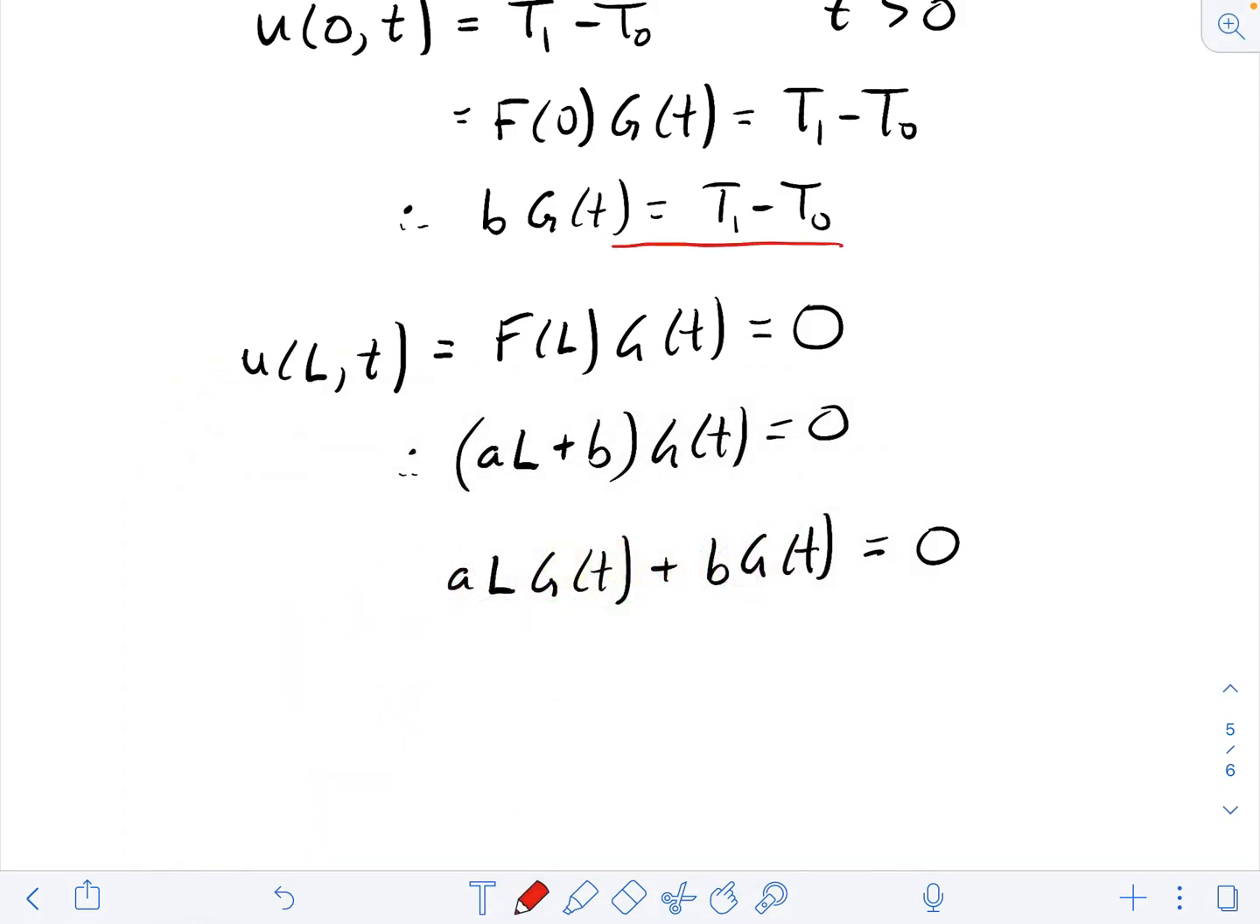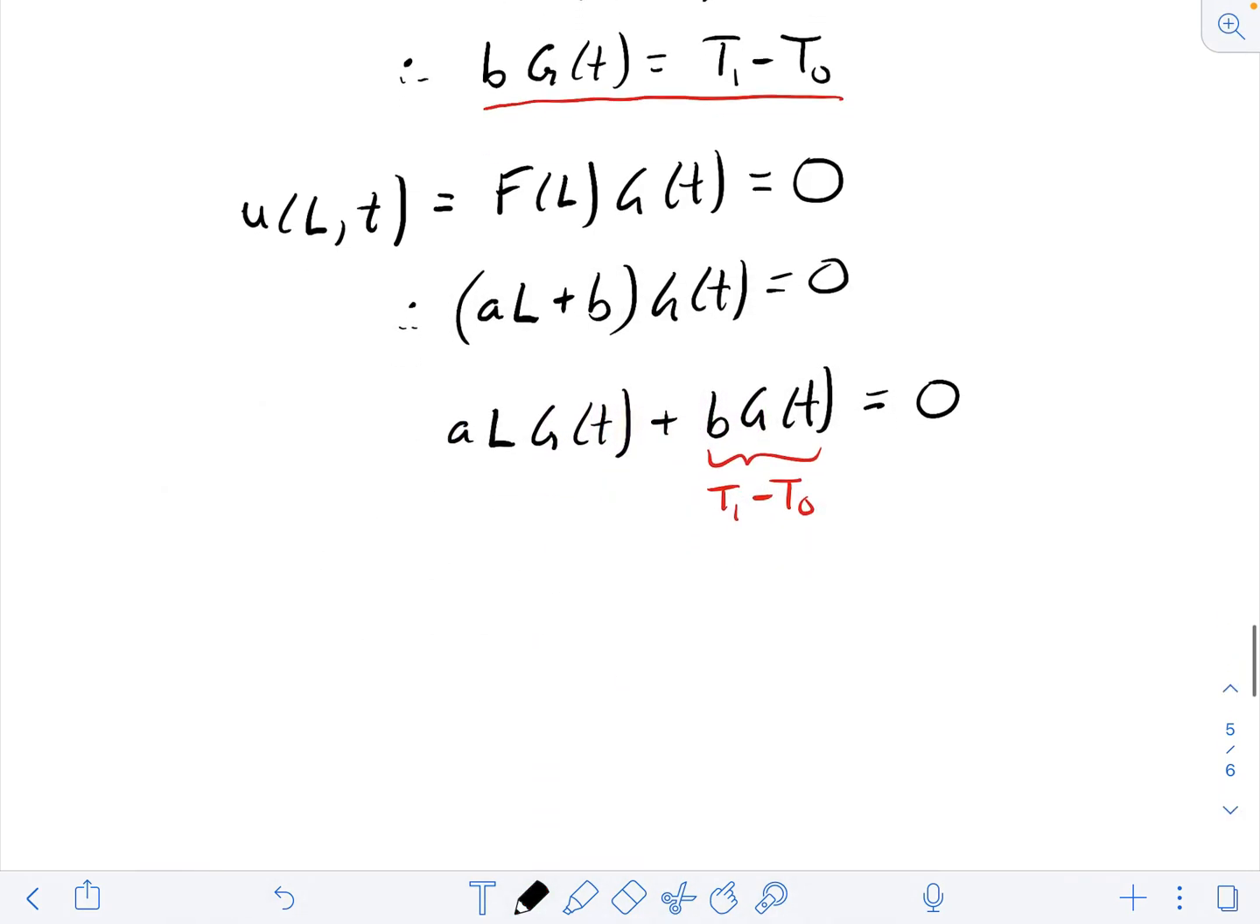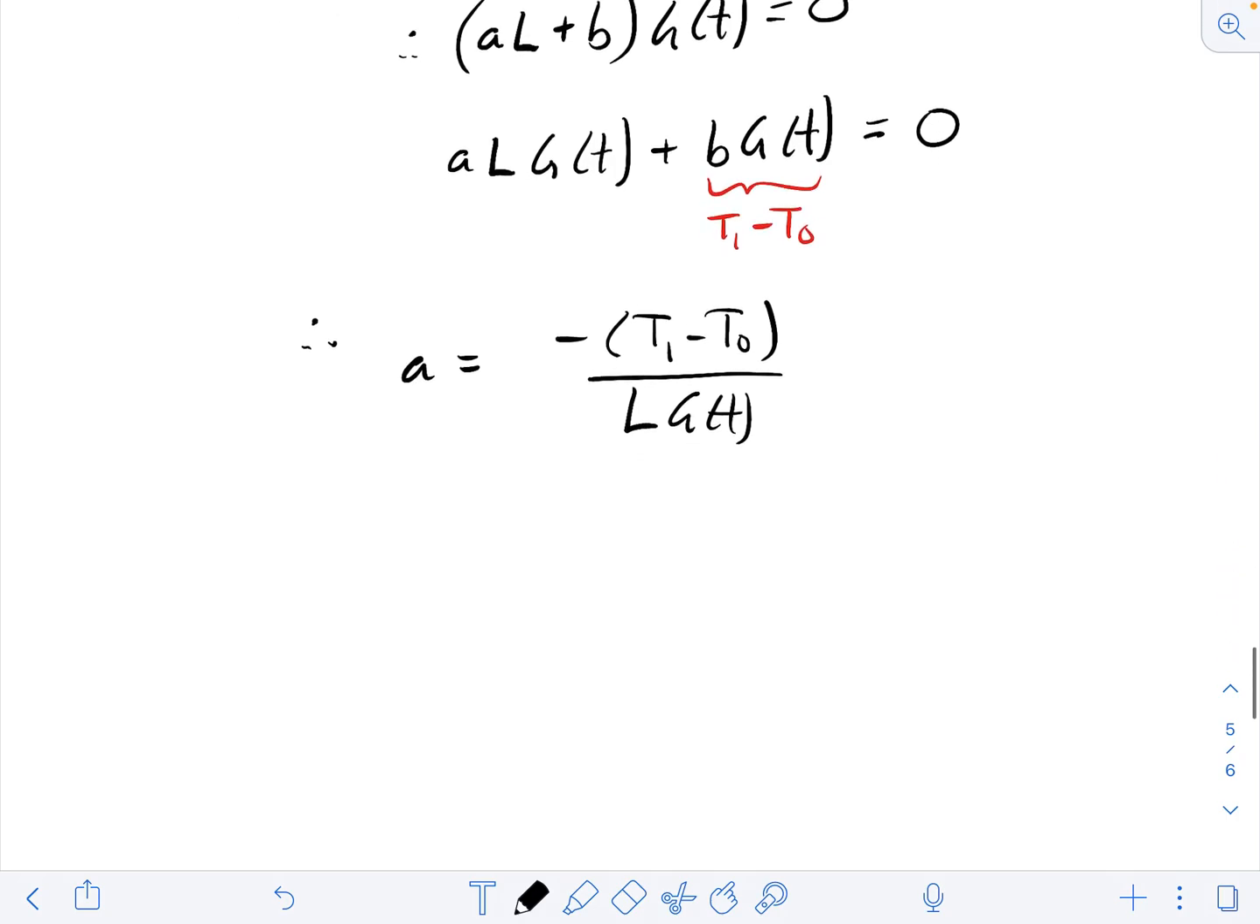But if you look over here, we've already established that b times g is T1 minus T0. And so this is going to be T1 minus T0, which we can then solve for a. a is equal to minus (T1 minus T0) over L times g of t. Okay, so far we don't know what g of t is.